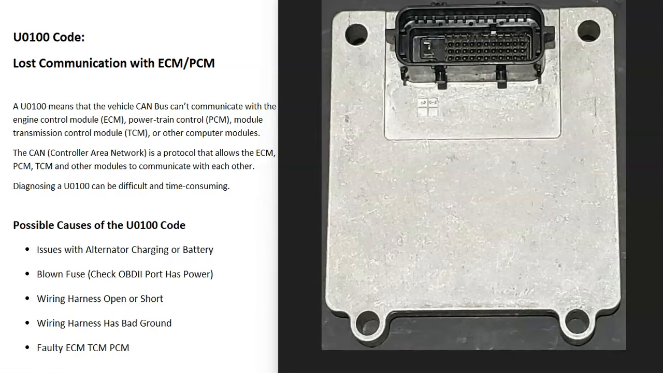And one thing to mention about a U0100 code is that it can be kind of difficult to troubleshoot. It's going to depend on what the problem is, but if it does get into the wiring, this could be kind of hard to troubleshoot sometimes. And so what would be some possible causes?